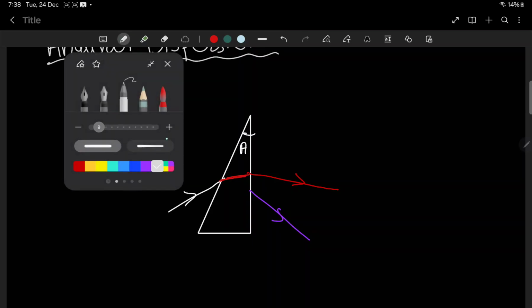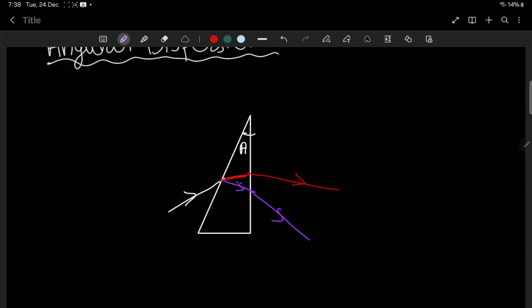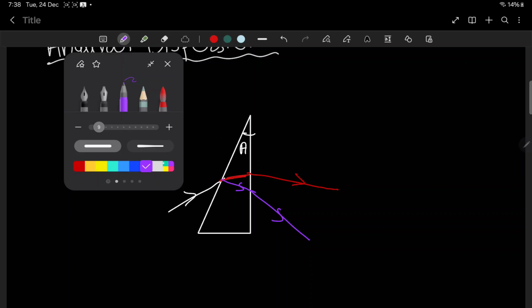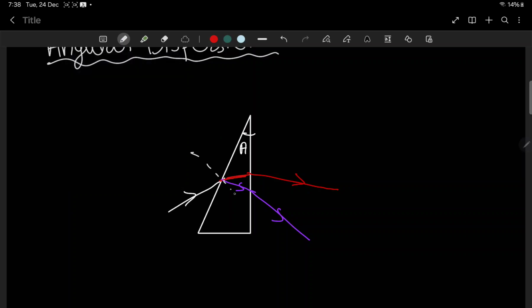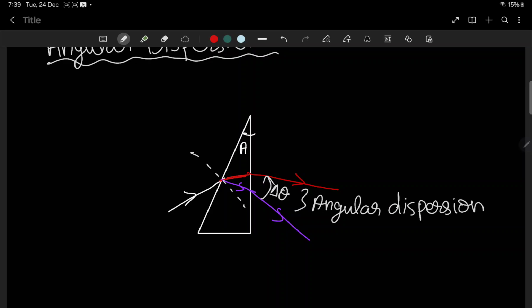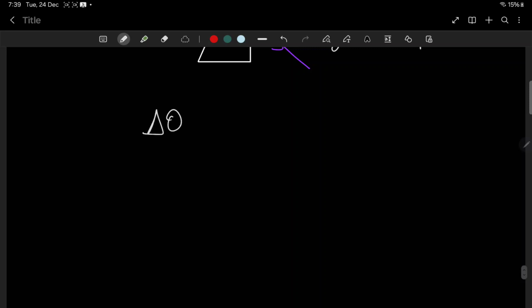Angular dispersion just means the angular difference between the extreme wavelength colors. This angle, this delta theta, is called angular dispersion. The angle between two extreme wavelengths. The formula for angular dispersion is A times mu of violet minus mu of red.